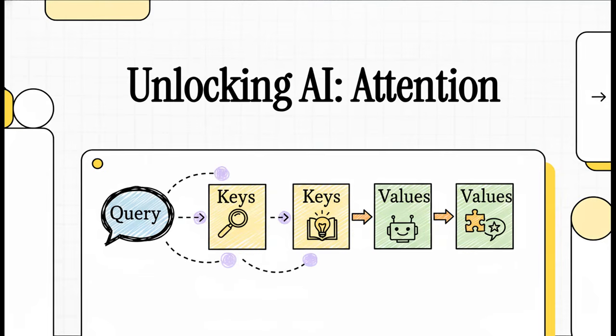Welcome to The Explainer. Today, we're going to pull back the curtain on the magic behind modern AI. From the language models you chat with every day to the AIs that create unbelievable images, it all comes down to one revolutionary idea, the attention mechanism.